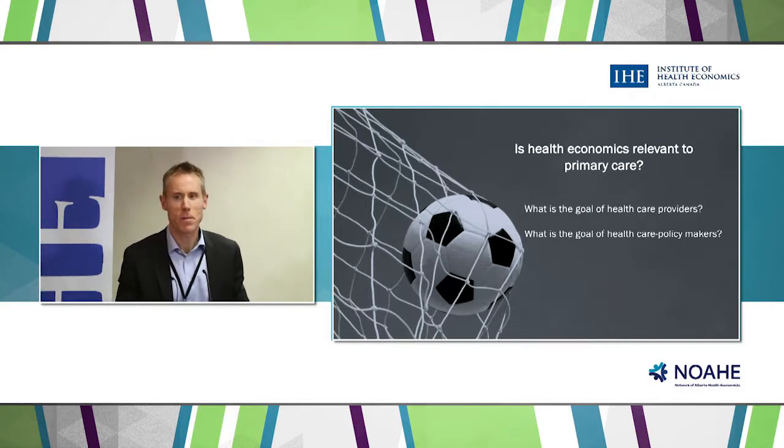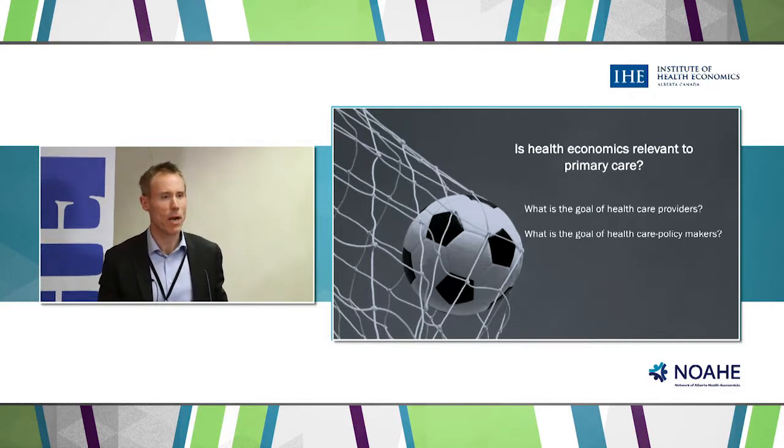So the answer for people online was primary care providers are meant to improve health outcomes as much as possible for the person in front of them and for the people that they're looking after. So as government, what's the goal of healthcare policymakers at Alberta Health?